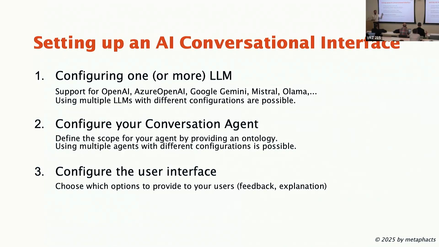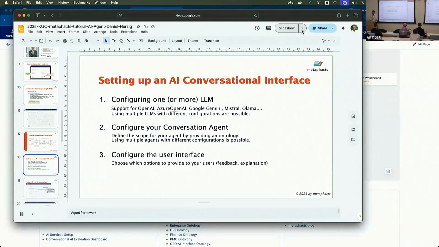What we need to do is configure a large language model, configure our agent, and then configure the user interface. In the tutorial, we start out with the out of the box setup, which means we only need to provide an API key, provide an ontology IRI, and copy and paste the conversational AI component onto a page to make it work. So let's have a look and see this in action.